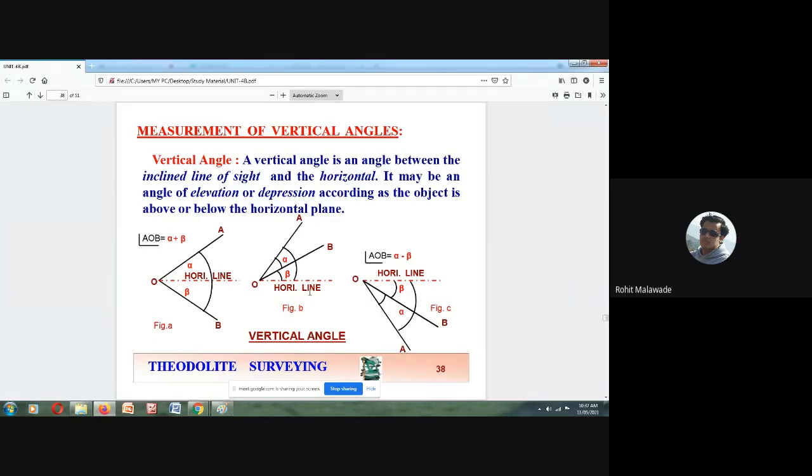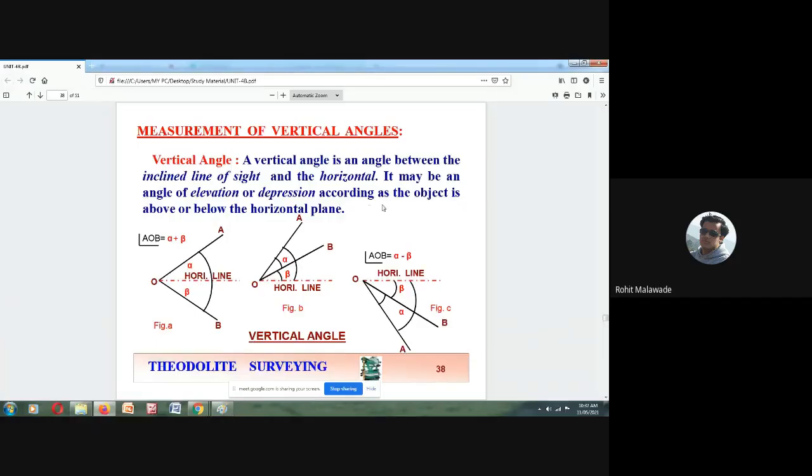A vertical angle is an angle between the inclined line of sight and the horizontal line. Now, this inclined line of sight is nothing but your inclined line. It might be an elevation or depression according to the object above or below the horizontal plane. Now, this is your horizontal plane. If it is above, this angle alpha will be called an elevation.